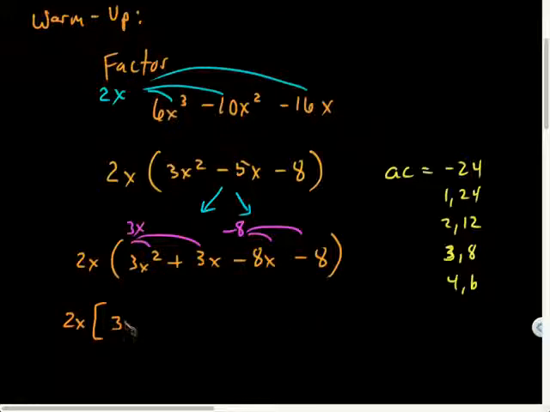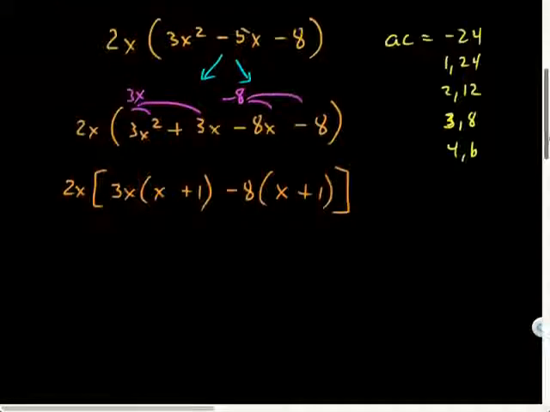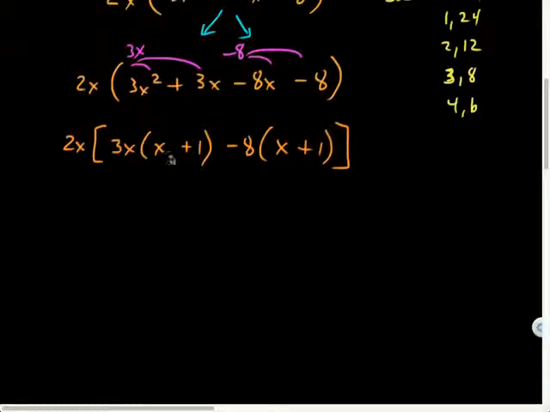I factored a 3x out, and I'll have x plus 1. And here I factored a negative 8 out, and I'll have x plus 1 conveniently. Hooray! So the parentheses have to match in order for this to work properly. So that means I'm doing this right so far. And the last step, I'm actually going to kind of macro factor, take out x plus 1 between these two. Oh, that's a gross parenthesis right there.